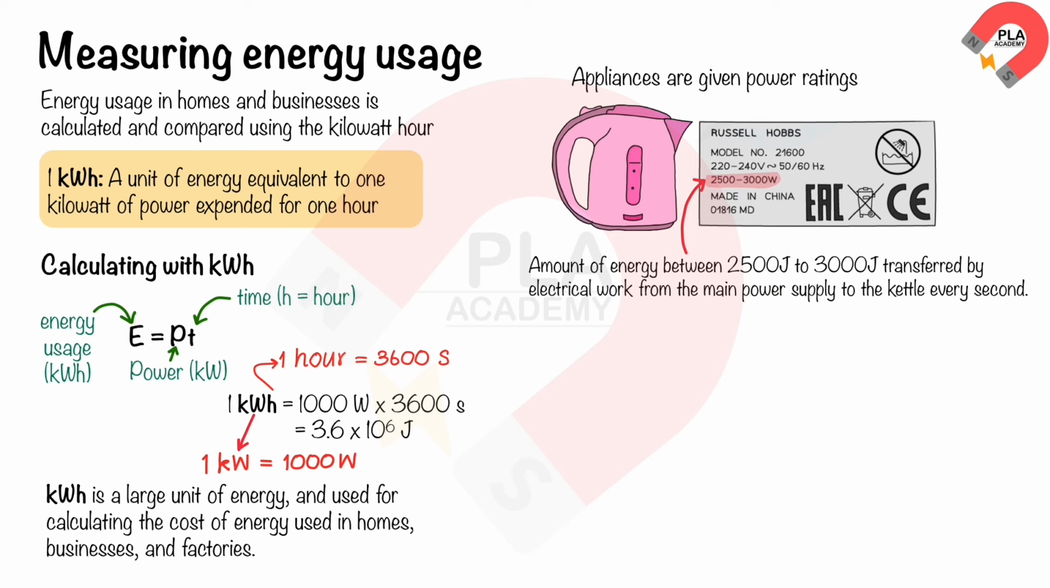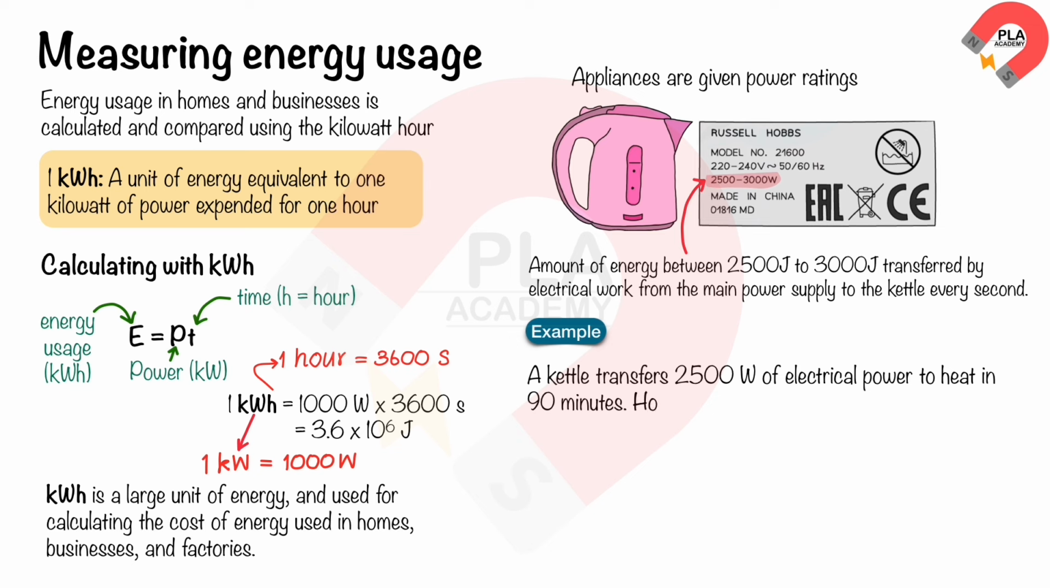This energy is commonly measured in kilowatt hour, which is then used to calculate the cost of energy used. For example, a kettle transfers 2,500 watts of electrical power to heat in 90 minutes. How much will this cost if 1 kilowatt hour costs 14.2 pennies?